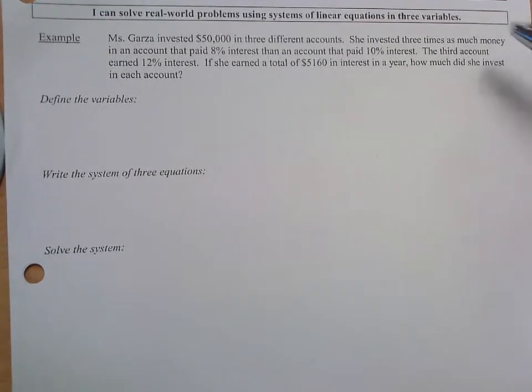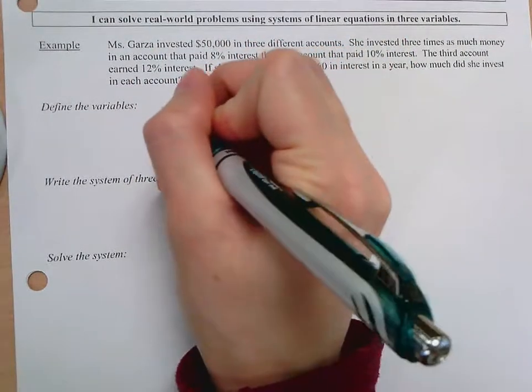So it says Ms. Garza invested $50,000 in 3 different accounts. She invested 3 times as much money in an account that paid 8% interest than an account that paid 10% interest. The third account earned 12% interest. If she earned a total of $5,160 in interest in a year, how much did she invest in each account? So I'm just going to use X, Y, Z as my variables.